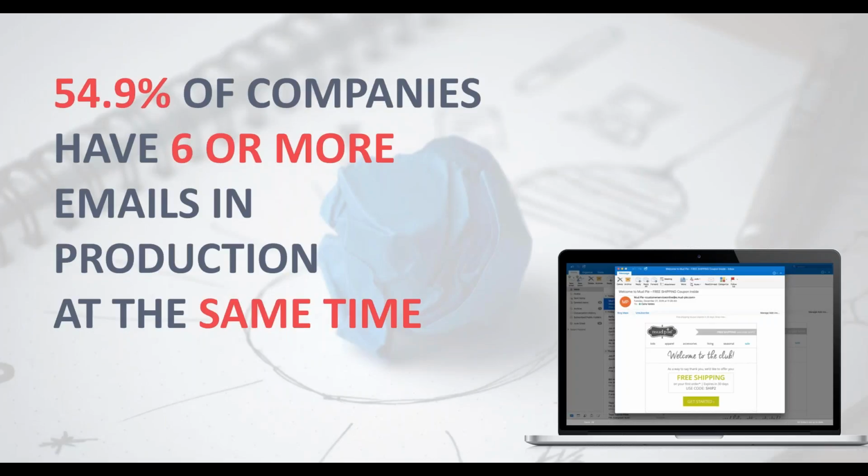And then just another stat from Litmus's 2016 State of Email Production Report: 54.9% of companies have 6 or more emails in production at the same time. And the same report said that most of these companies are spending 3 days or less on each email. So based on the last slide and this slide, you're being asked to be more efficient, produce more, but not make more mistakes.